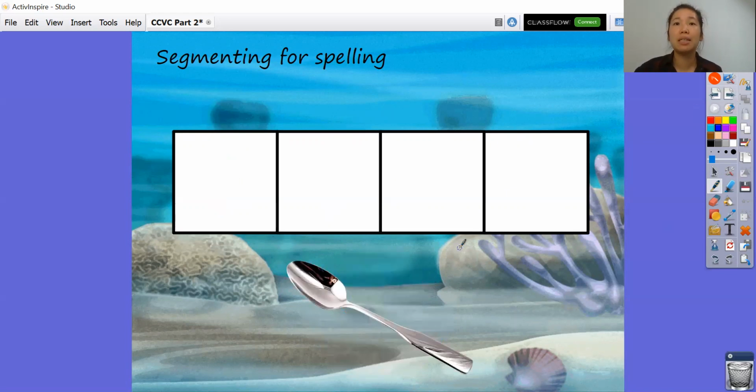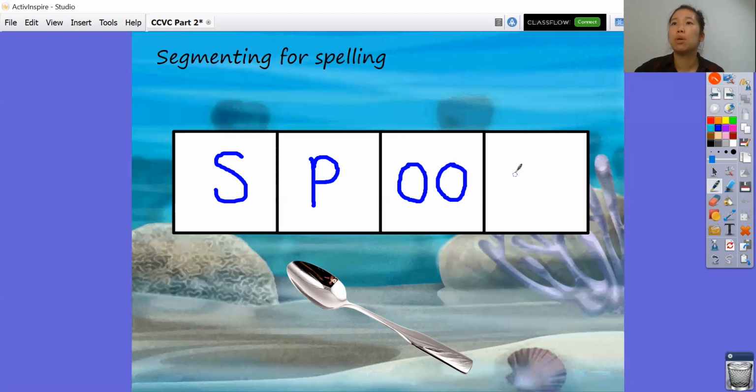Then the next one we've got is spoon, sp, spoon. So see if you can have a go at that one. Spoon, sp. Remember this is ooh. So I've got the ooh sound here. Ooh, spoon. Okay.